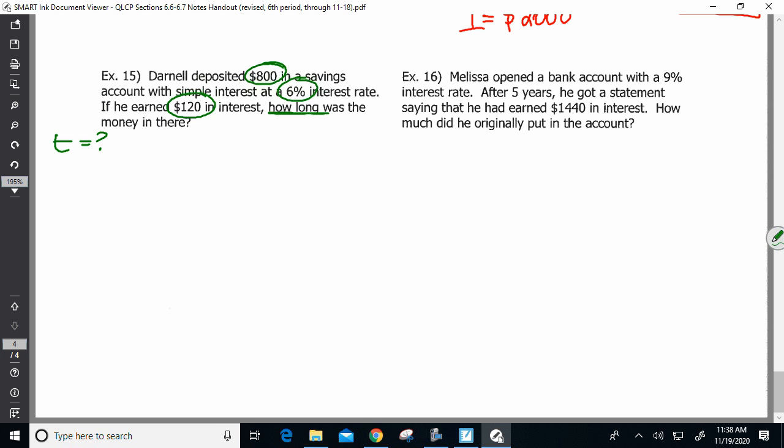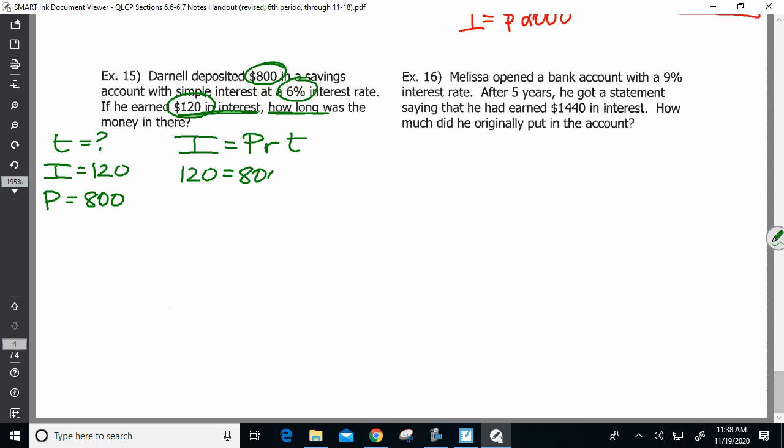So, formula is I equals P times R times T. I is the interest, which they told us was $120. P is the amount that was deposited, which is 800. R is the interest rate, 6%, which changes to 0.06. And therefore, time is what you don't know.